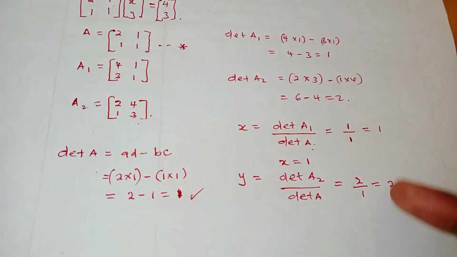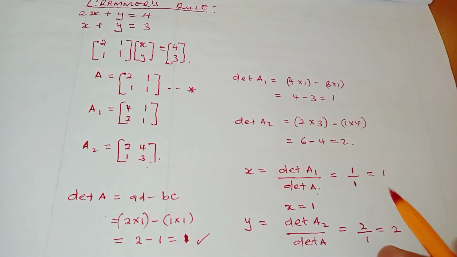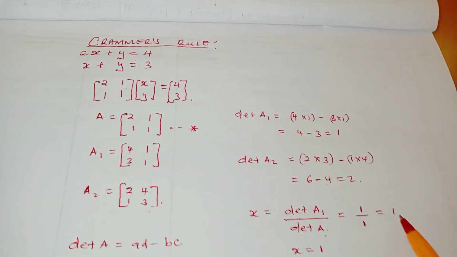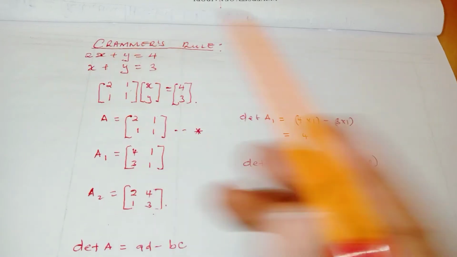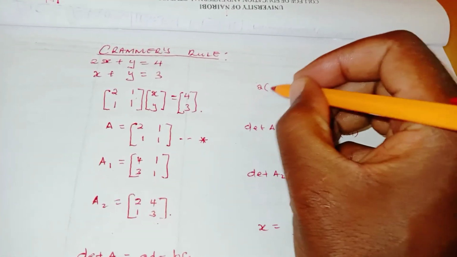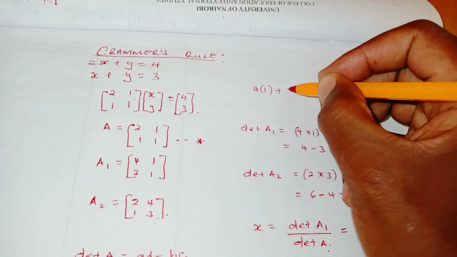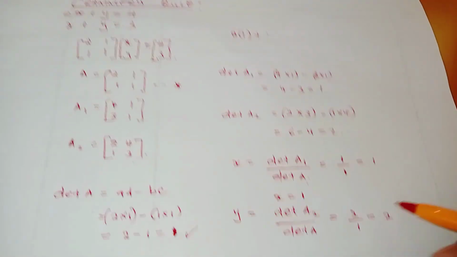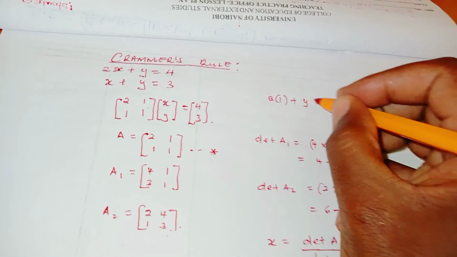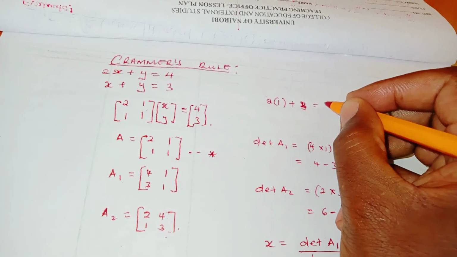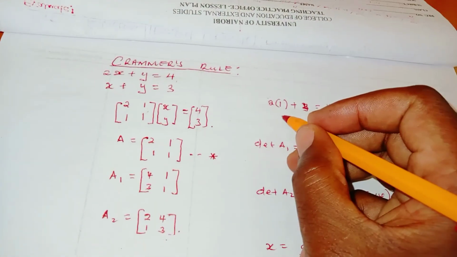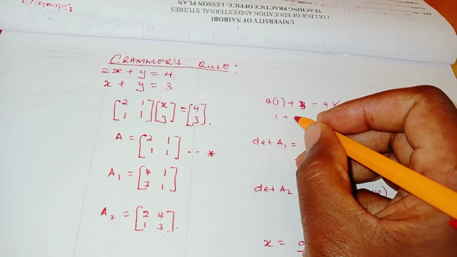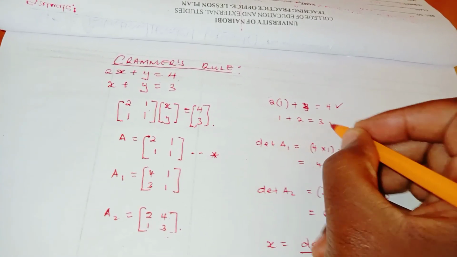So these are the two values of x and y, and if we want to replace them to check whether it works, we take 2 times 1 plus y, which is 2. So this is 2 plus 2, which is 4. That holds true. Then the second one says 1 plus y, where y is 2. We have a 3. That holds true.